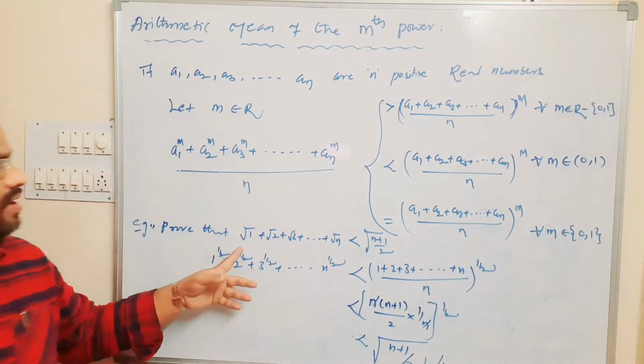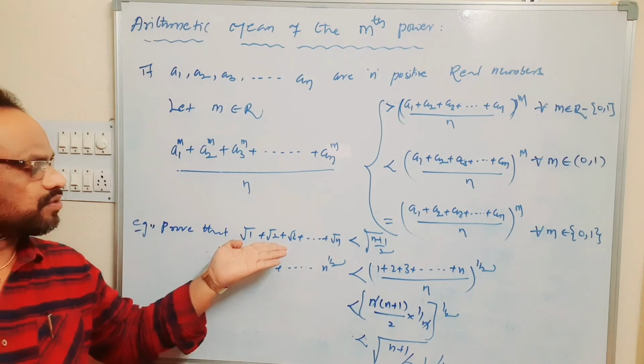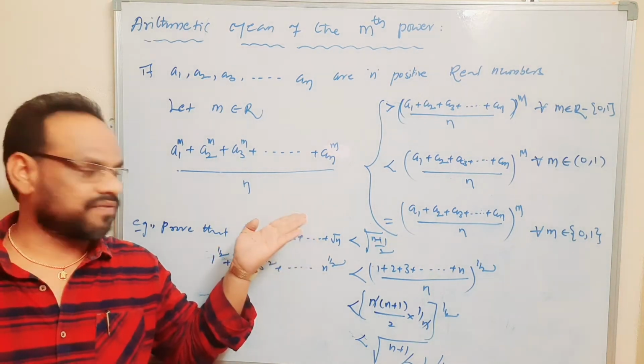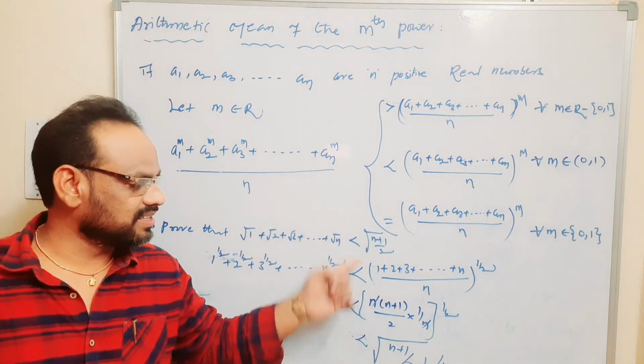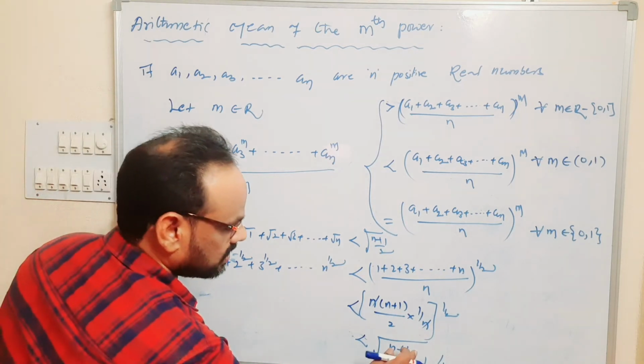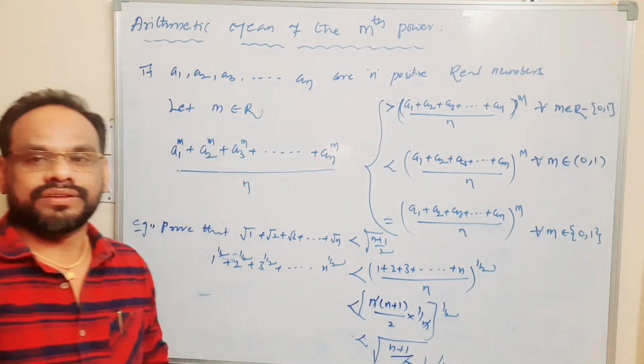So we have proved that square root of 1 plus square root of 2 plus square root of 3 plus and so on plus square root of n is always less than the square root of (n plus 1) by 2. Okay, next one.